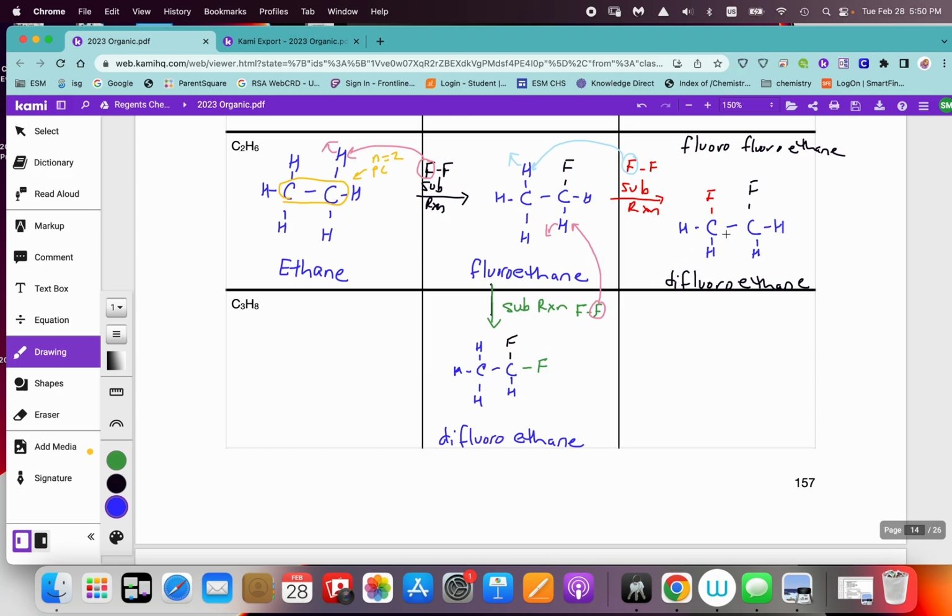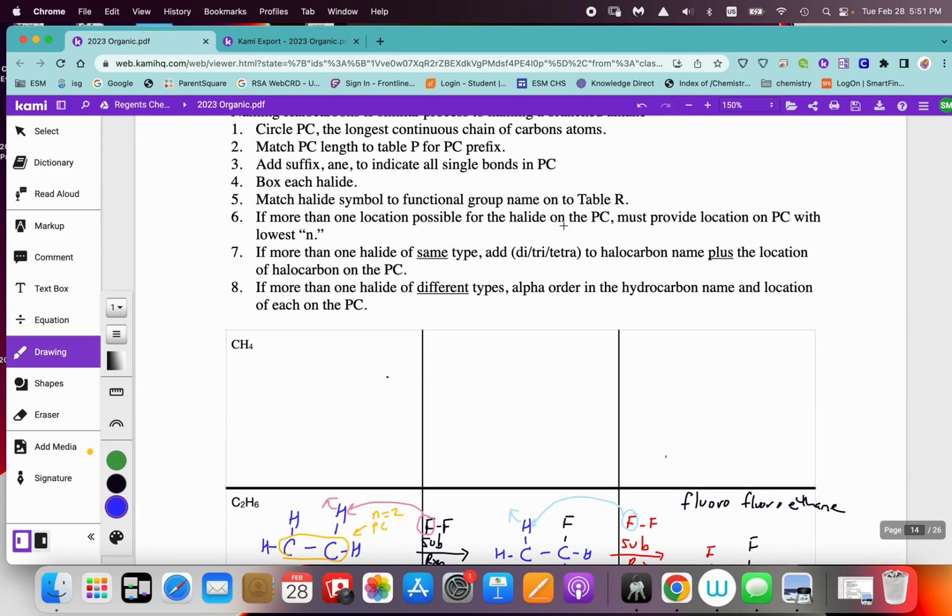So now I have 2 structures here. These 2 structures, they are both right now named difluoroethane, but when you look at the bonds, they are not exactly the same. They have different structures. So we have to deal with that in the name, and that is where we need locations. If there's more than one location possible for a halide on the parent chain, we must provide the location based on the lowest N value.